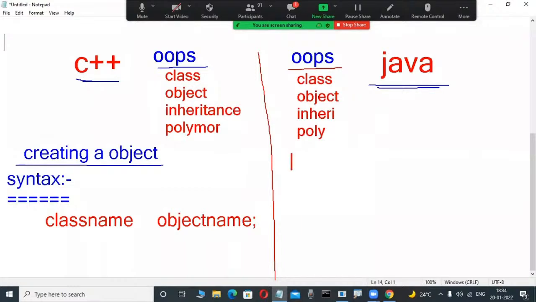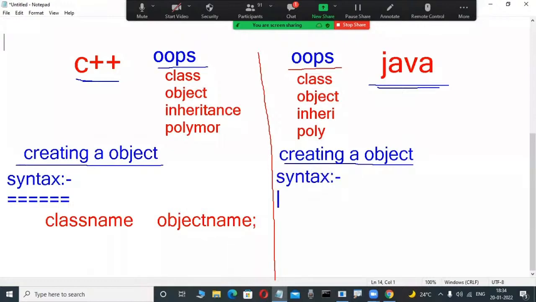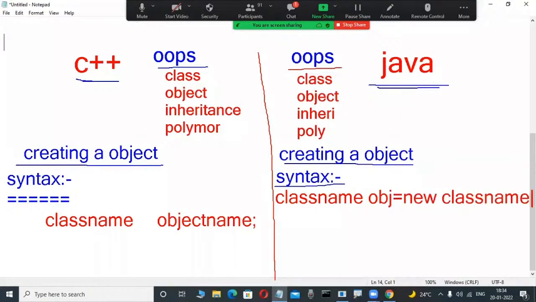Now creating an object in Java also. Suppose we want to create an object from a class. Don't worry. Creating an object from a class in Java: can any technical person tell me the syntax roughly? Many fellows are good at Java, Python, these languages from academic career. Yes, very good, some fellows are telling correctly. Class name, space, object name equals new class constructor. Is some other syntax there or not?